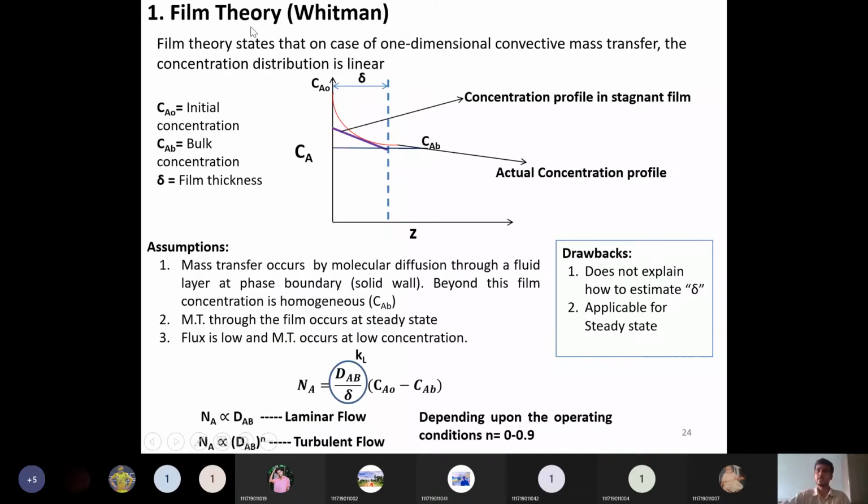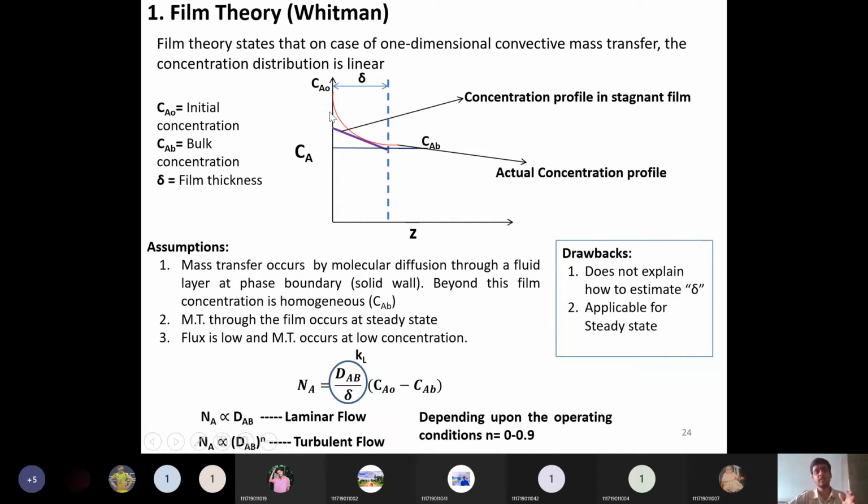So, film theory. The film theory was proposed by Whitman. He is the author who proposed this Whitman theory. According to this film theory, whenever convective mass transfer takes place, some thin film will be formed, with a film thickness of Z or delta. Through this film only, the mass transfer will take place.